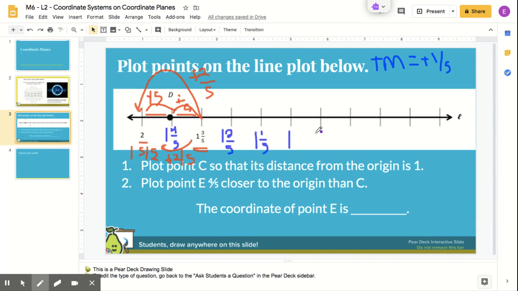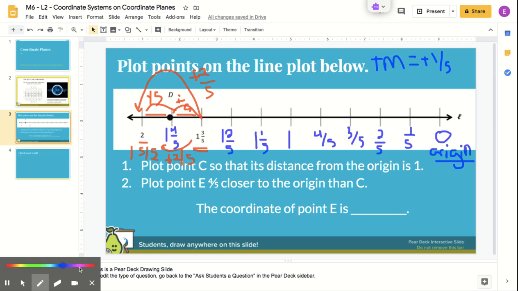So this means this will be 1. This will be 4/5, 3/5, 2/5, 1/5, and 0, which means that we have found our origin. And our origin is that last tick mark at point 0. Okay, so now let's look at the questions.